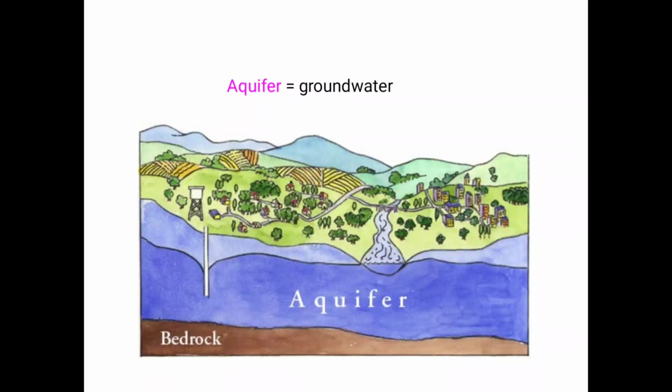Next one, aquifer. An aquifer is the ground that holds groundwater. Groundwater in an aquifer has three types: confined aquifer, unconfined aquifer, and perched aquifer.